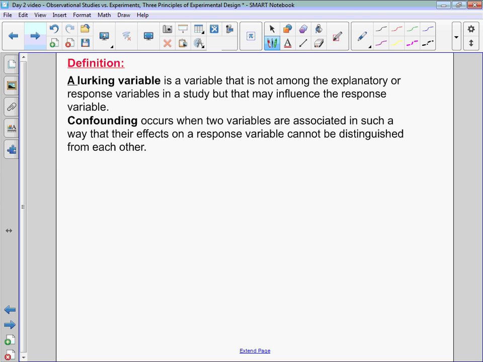This is just further definition of lurking and confounding. Once again, we want to stay away from lurking. We want to use the word confounding. Lurking can be misused if you don't use it exactly right. Confounding is a more general thing, so anytime you think you would say lurking, just say confounding on the AP exam.